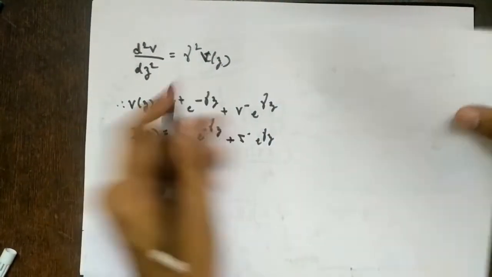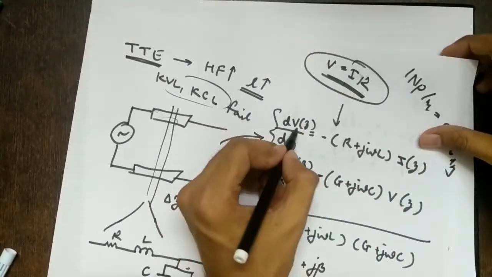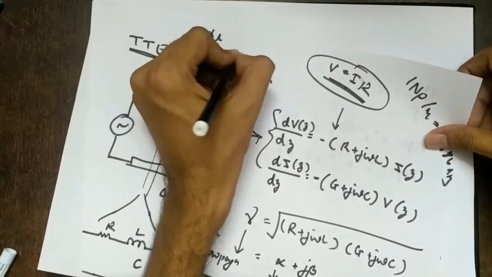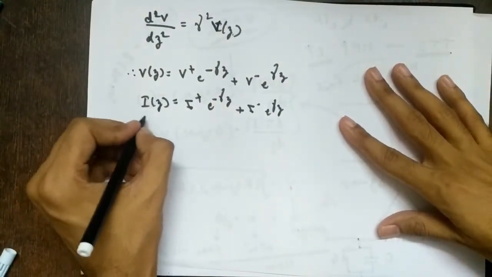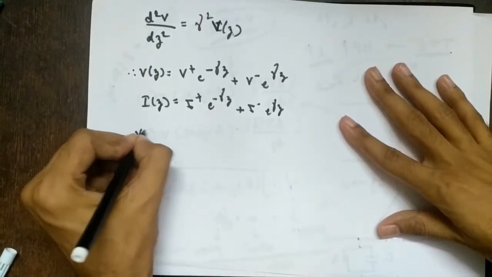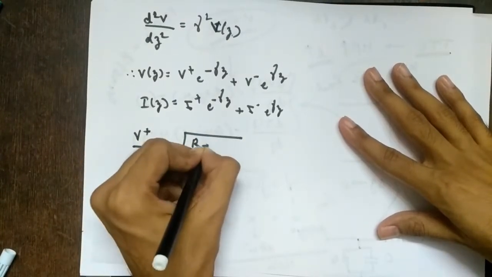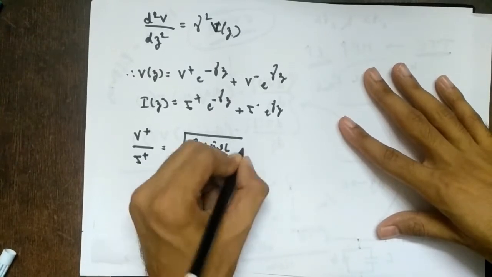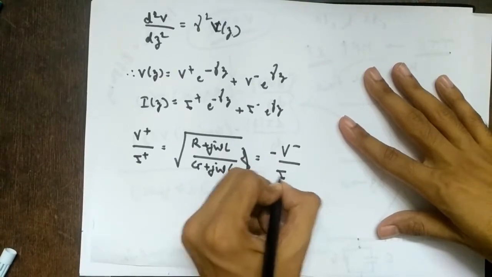So what we did, we took this V(z) and we substituted here, because ultimately we have got V(z) from this equation, right? We substituted this, separated the real and imaginary parts of e raised to minus gamma l and e raised to gamma l. Then we got some expression which we reduced to V plus upon I plus equal to square root of (R plus j omega L) upon (G plus j omega C), and this was also equal to minus V minus upon I minus.